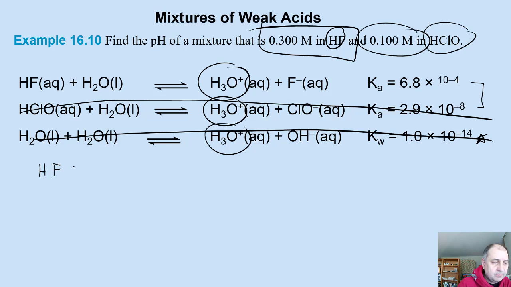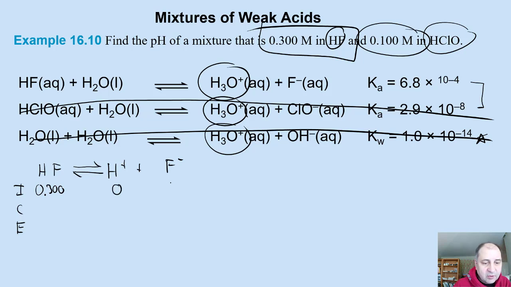So we have HF that's going to split apart into H plus and F minus. And setting up an ICE table, as always, we start out with the 0.300 M and 0 and 0 of the products initially. We only have reactants. Then the reactant is going to break apart by a factor of x, and so the products are going to increase by a factor of x. And so then at equilibrium we can write the concentrations 0.3 minus x, and then x and x.